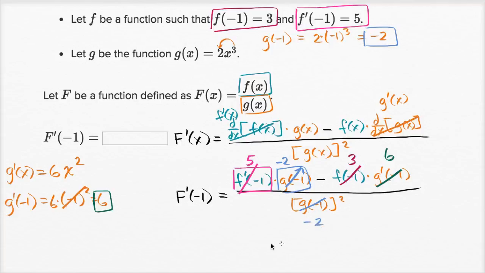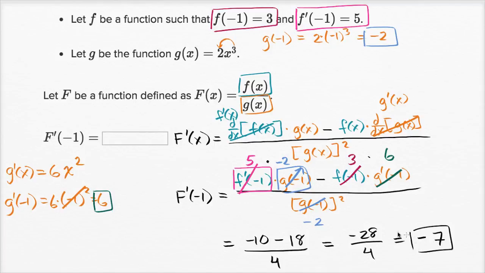So negative 2. So this is all going to simplify to, so you have 5 times negative 2, which is negative 10, minus 3 times 6, which is 18, all of that over negative 2 squared. Well, negative 2 squared is just going to be positive 4. So this is going to be equal to negative 28 over positive 4, which is equal to negative 7. And there you have it.